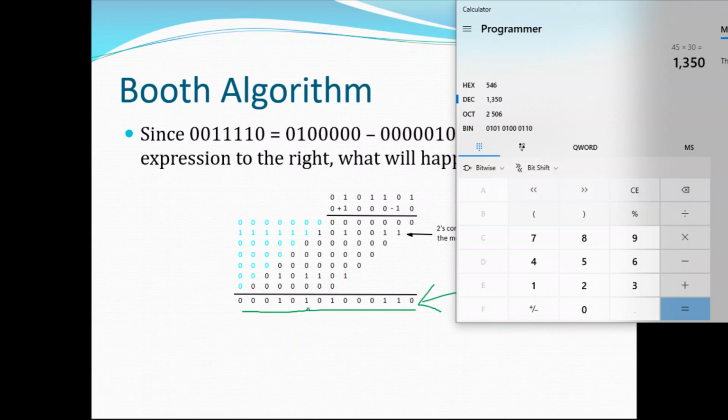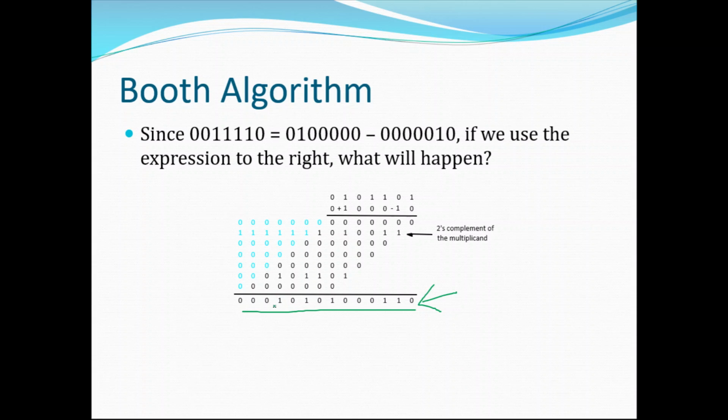The result is not in 2's complement, this is the normal result. Previously I said it is in 2's complement, but actually Booth's algorithm does not give the result in 2's complement form, it gives the exact result. You need not change anything. This is equal to 1350, right? So this is how Booth's algorithm works.